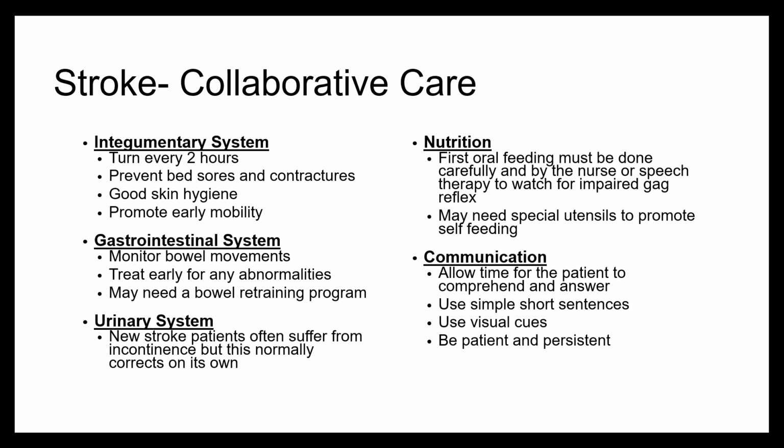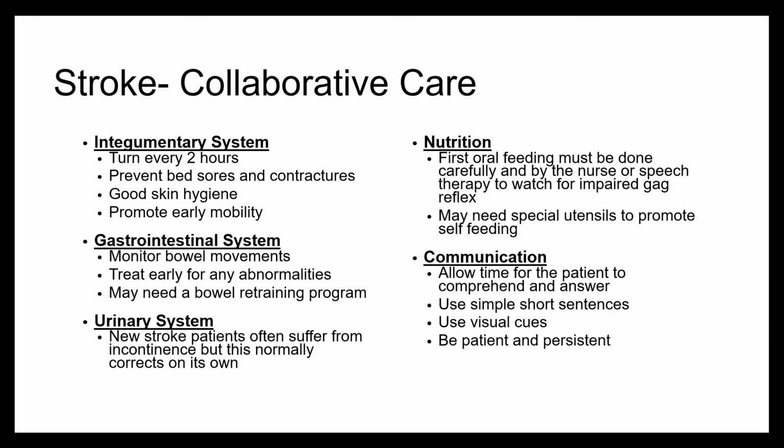In the beginning, oral feedings must be initiated by speech therapy, where they will watch for any problems with an impaired gag reflex. Once speech therapy has cleared them to resume oral feedings, the first few after that should be done by the nurse, and only once it's been determined that the patient is safely able to eat without any potential for aspiration can the unlicensed assistive personnel step in and assist with feeding, or the patient then resume feeding themselves. They may need special utensils to promote self-feeding, and that's something that occupational therapy will evaluate for and provide to the patient if needed.